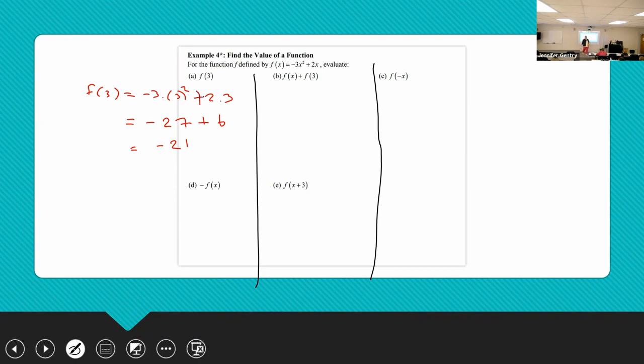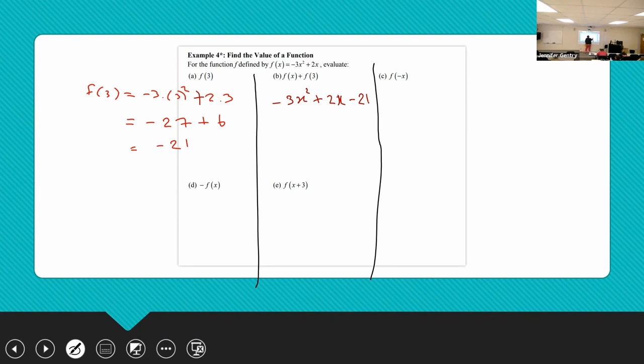Okay. F of x plus f of 3. So what's my f of x? Negative 3x squared plus 2x, right? What is f of 3? Minus 21. Easy peasy, right? We just combined the original f of x and got negative 3x squared plus 2x minus 21. Make sense? Okay.